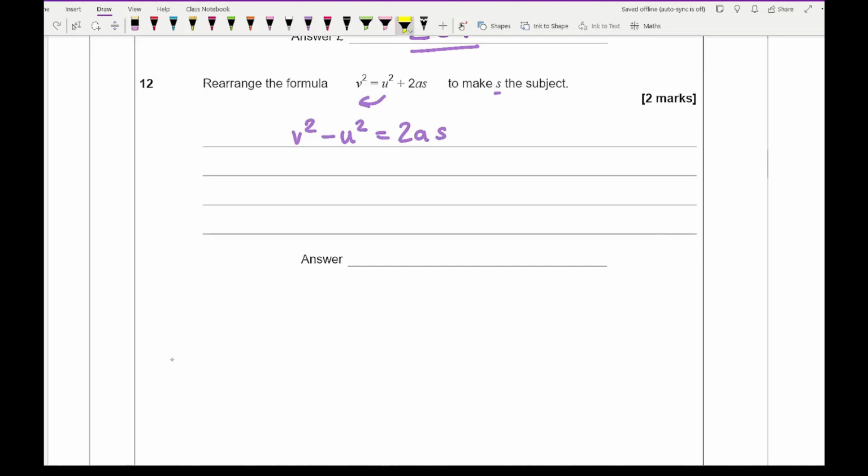Now rather than taking things individually, I want to get rid of this 2a. What's the 2a doing? It's multiplying. So to get rid of it, I divide by 2a. So what the answer is going to look like is v squared minus u squared, all divided by 2a, which equals s.